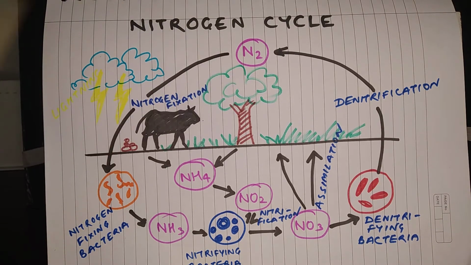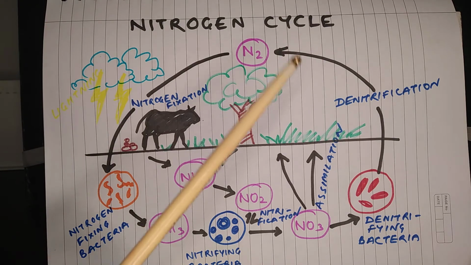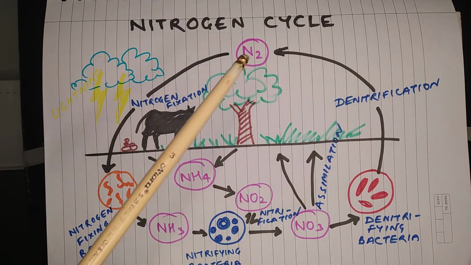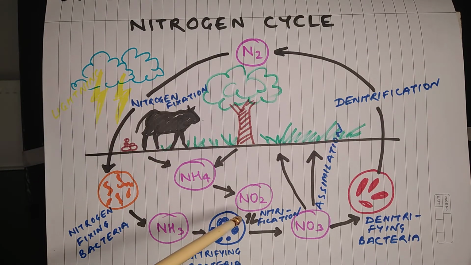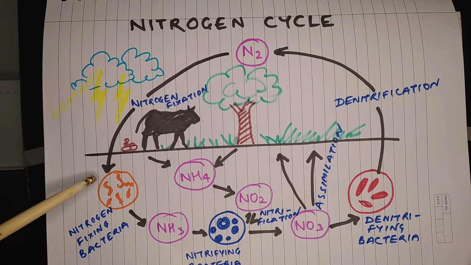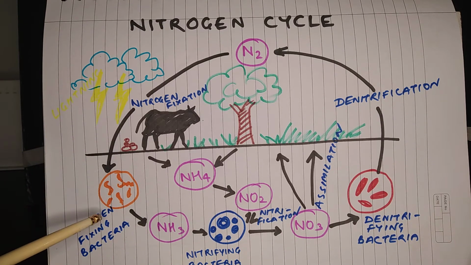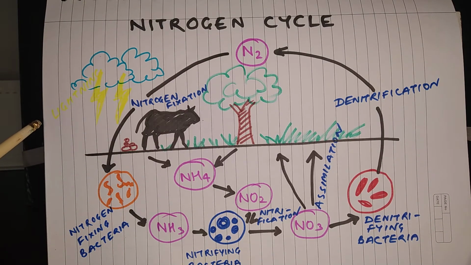The first step of nitrogen fixation starts with lightning. When lightning happens, because of energy from lightning, the nitrogen gas gets converted into oxides of nitrogen, and the oxides of nitrogen fall down along with rain. Once it comes to the soil, the nitrogen fixing bacteria like rhizobium convert those nitrogenous compounds to ammonia.